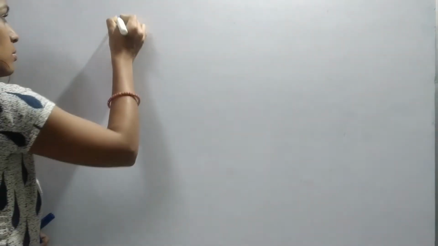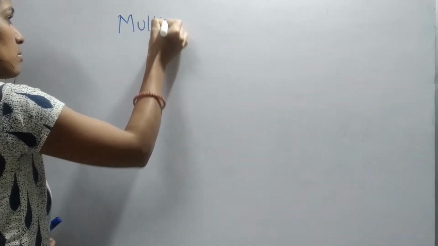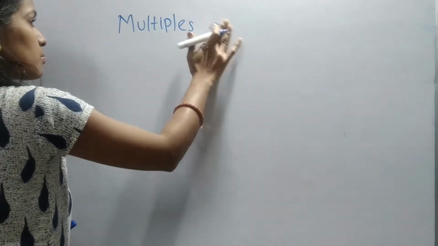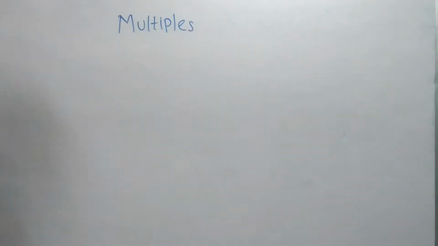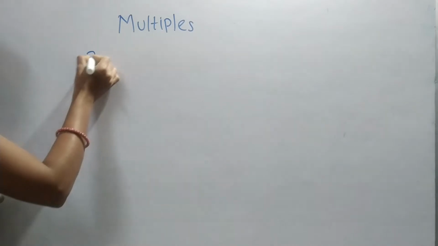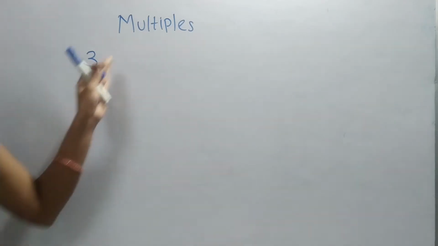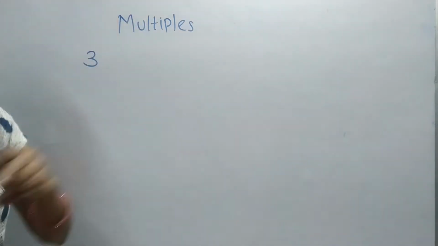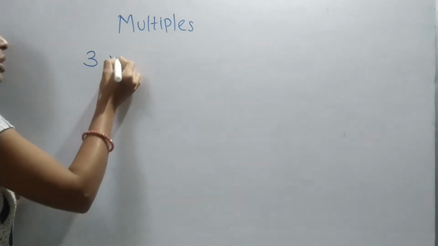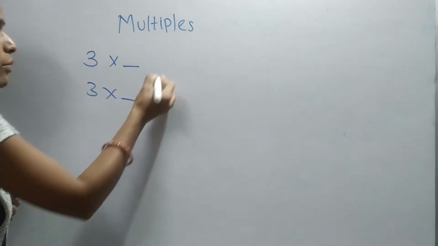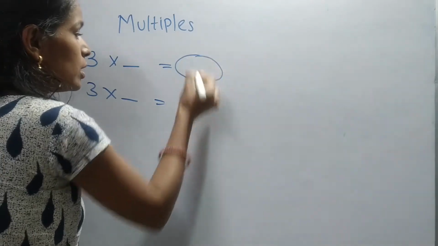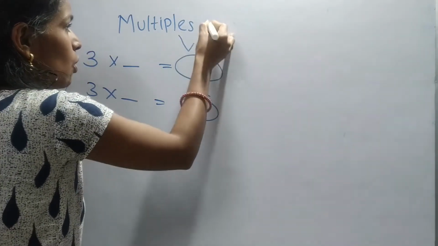Now students, let's study about the multiples of a number. What is meant by multiples? Multiples means the numbers which are the product of any two numbers. Suppose we want the multiples of 3. Then multiply 3 with any number, and the product that you get is a multiple of 3. Whatever the product you get, these are the multiples of 3.